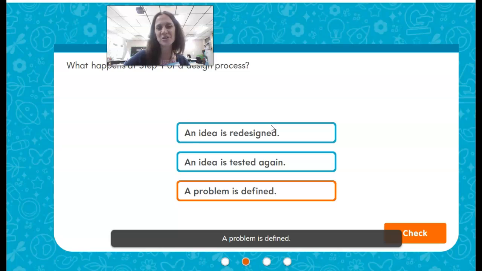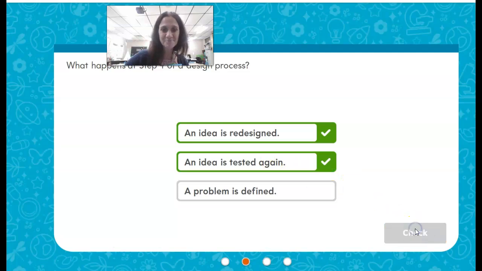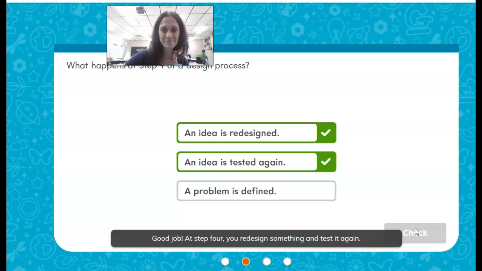You know what? Inventors all the time take a long time to build things. The light bulb did not happen overnight. I'm so thankful that the person that invented the light bulb did not give up. But do you know how long it took him to do that? A very long time. People did not believe he could do it, but he tried and tried and tried again. So that's what we do with our designs. Good job. At step 4, you redesign something and test it again.